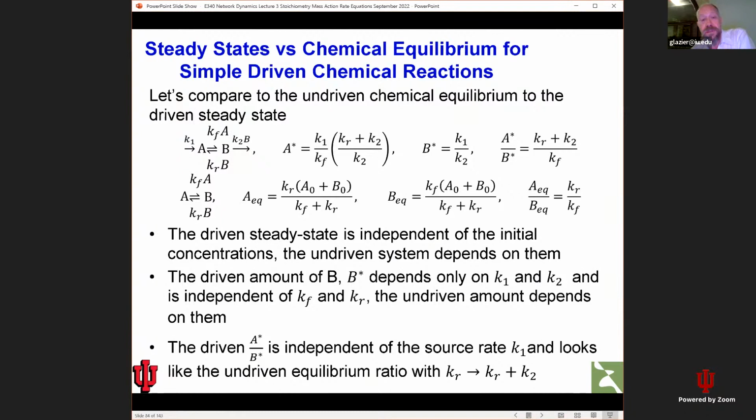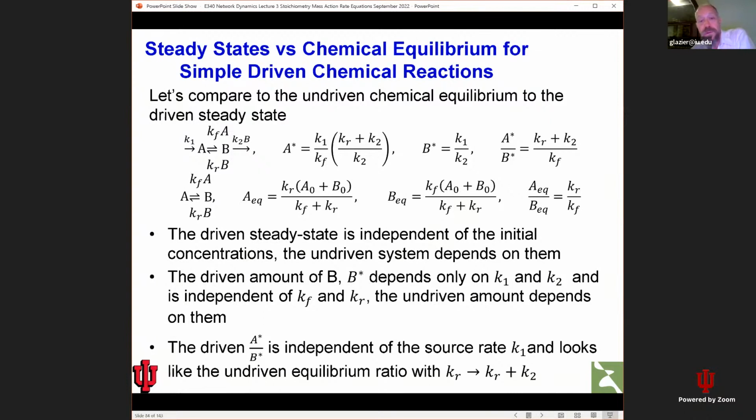In the driven example, B star depends only on K1 and K2. It doesn't depend on K forward and K backward, which always seems a little funny. You'd think that it would depend on K forward and K backward, but it doesn't. The undriven one does depend on K forward and K backward. And so the amount of B star that I get is totally different. In the first one, it depends on K1 and K2, which don't even exist in the second one. In the second one, it depends on Kf and Kr.